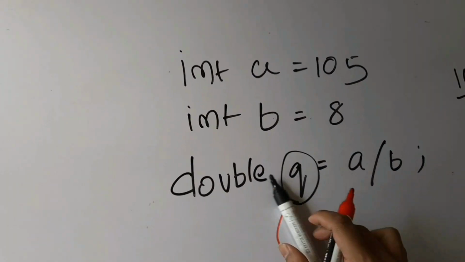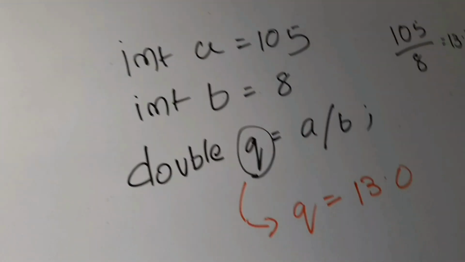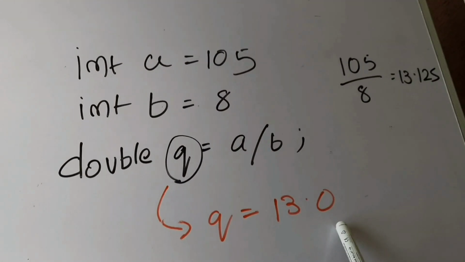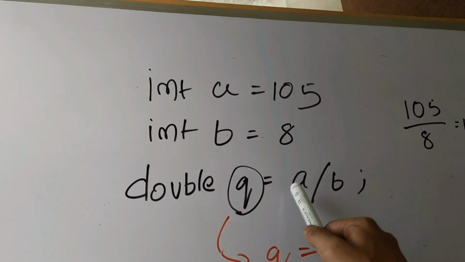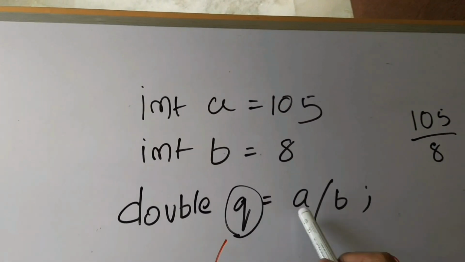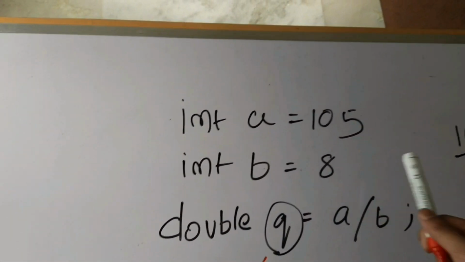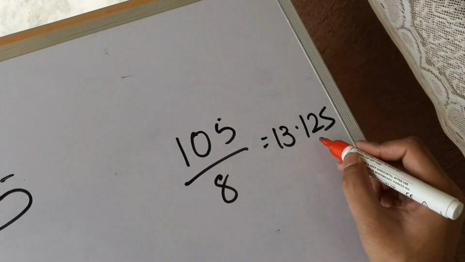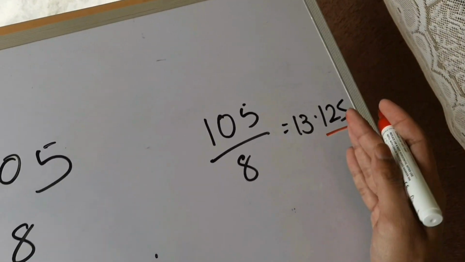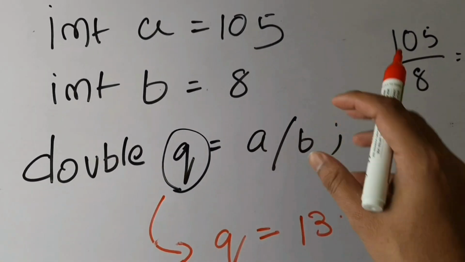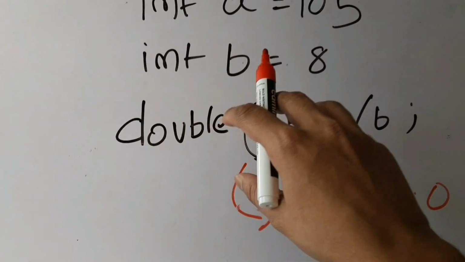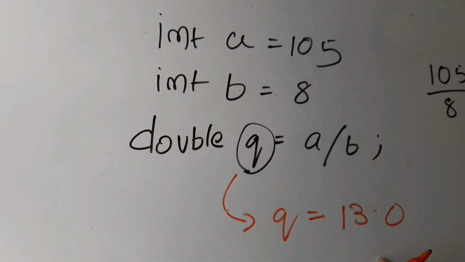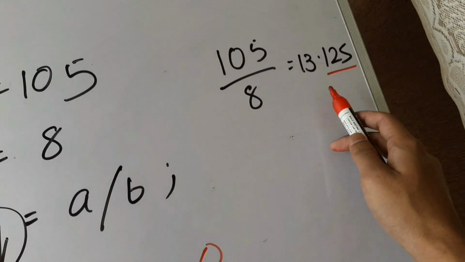q will actually store 13.0 here. Why does this happen? Because as we do a by b and a and b are both integers, the number that is stored here is 13. In 13.125, the part after the decimal point is truncated and 13 is stored in a by b. Now as we are storing 13 in a double variable, it converts 13 to 13.0. It totally deletes this part.